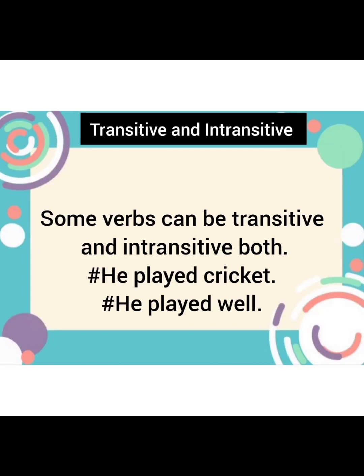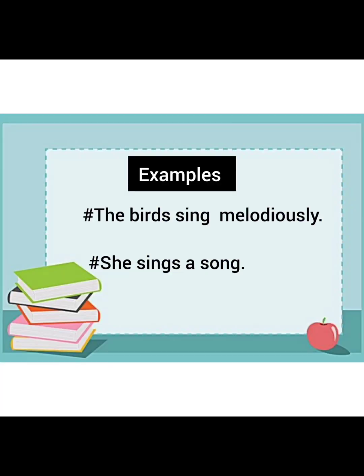Now some verbs can be transitive and intransitive both. For example, there is a verb played. He played cricket. Here he is subject, played is verb, and cricket is a direct receiver of the action or a direct object upon which the action is done. In this case, played is a transitive verb. He played well. Now in this case, it is intransitive. The birds sing melodiously. Now here sing is an intransitive verb. She sings a song. Object is there, so it's a transitive verb.